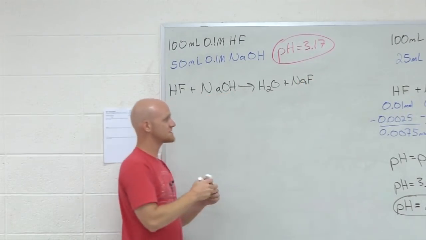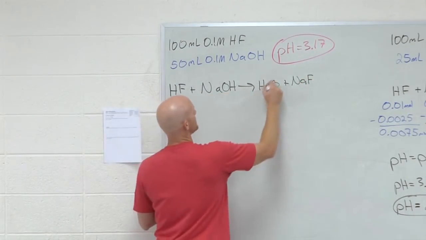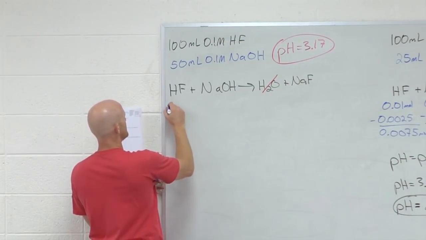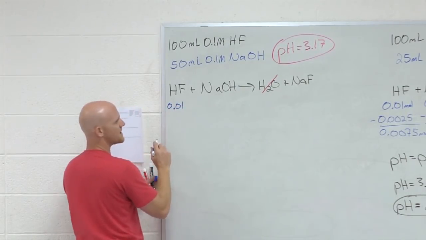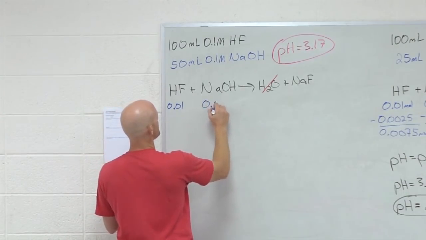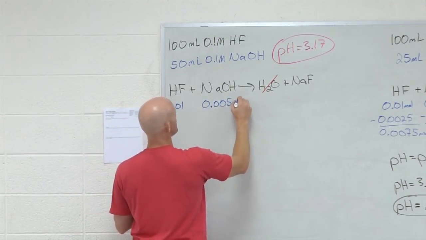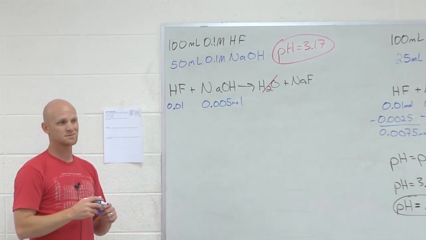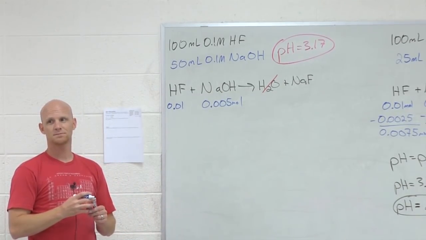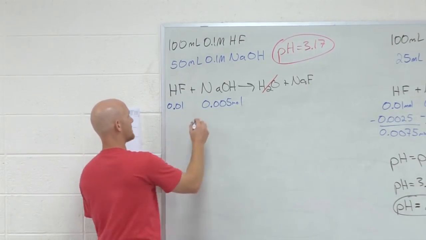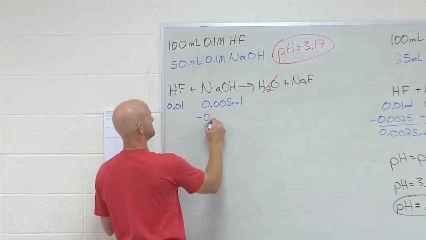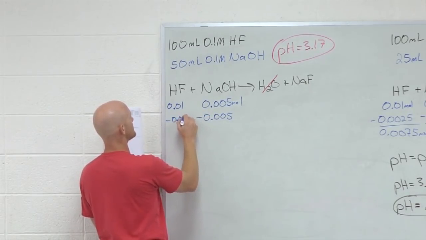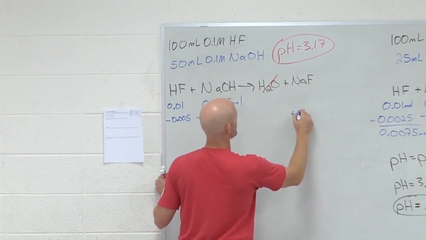We set this up just like the last one. We're still going to ignore water. In this case, you've still started with 0.01 moles of HF, but now you've added 0.005 moles of NaOH. Who's your limiting reagent? NaOH. And how much do you lose? 0.005. You lose the same amount of HF and gain the same amount of NaF.